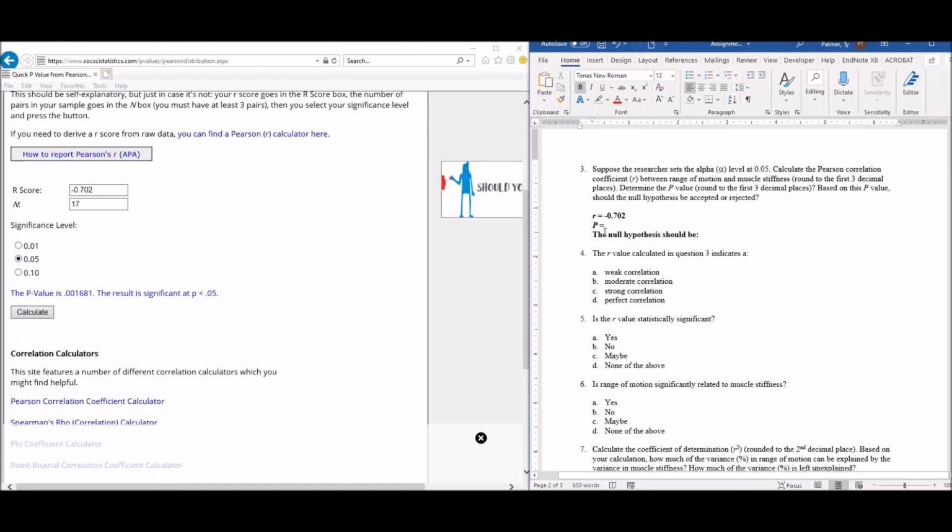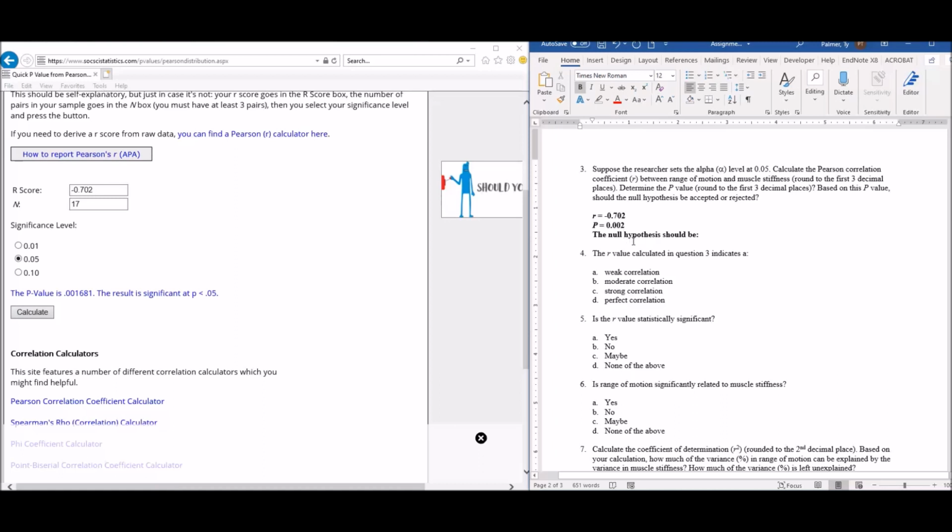So the p-value in this case, what we just got through calculating using the website, is going to be 0.00. Again, remember, we're going to round to the first three decimal places. So 001, and the next one is a 6. So what are we going to do with this third decimal spot? We're going to round it up. Because this is greater than 5, we're going to round this up to 2. So my p-value is going to be 0.002, rounded to three decimal places.